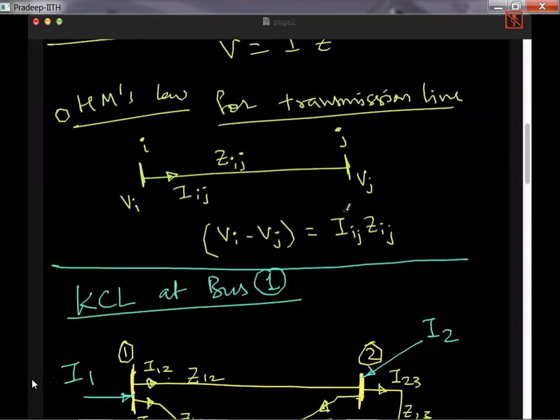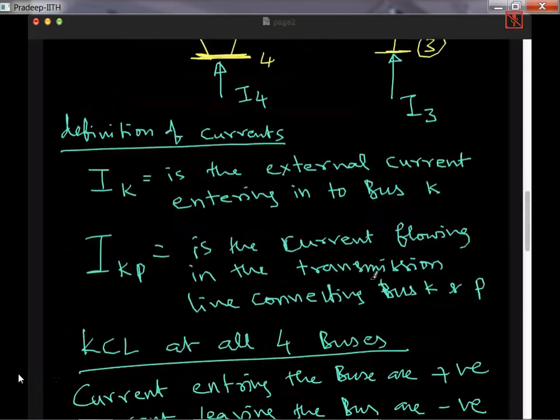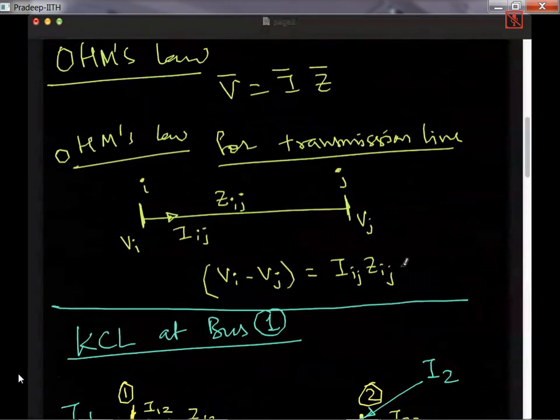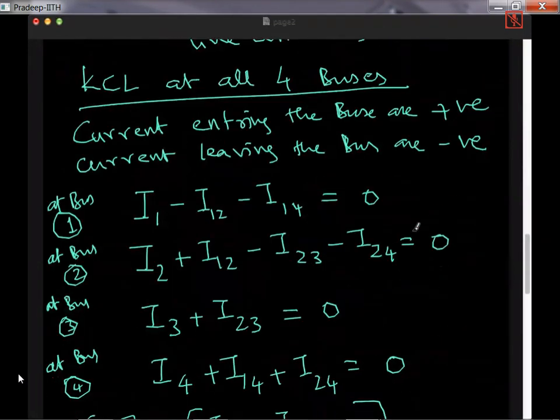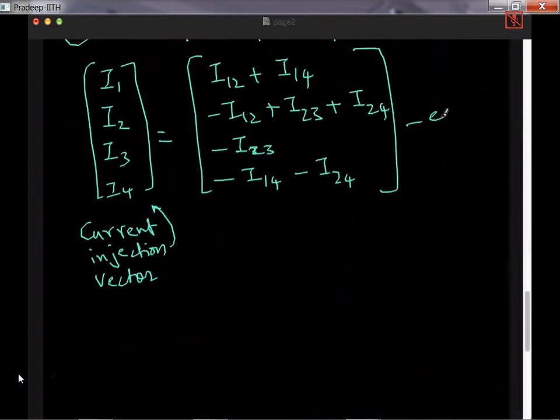Ohm's law for transmission line. So here Iij is nothing but Vi minus Vj, and this is what we have seen as Ohm's law for transmission line. So now I want to eliminate all the line currents. So how to eliminate that? I'll take this. So this, let's say, is equation A. And this is equation B.